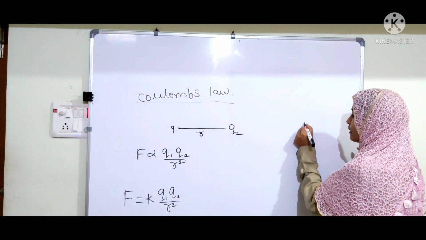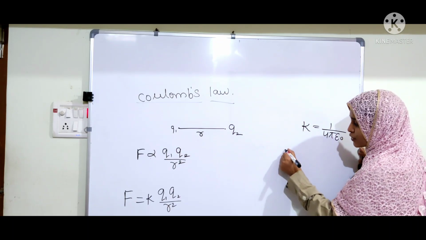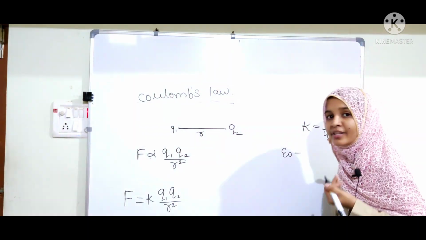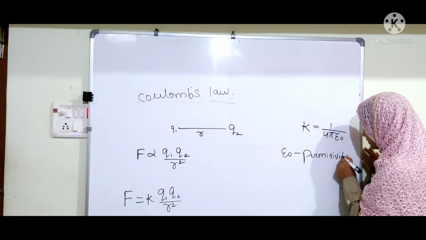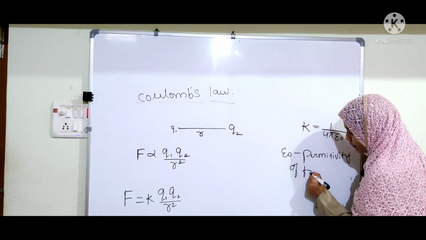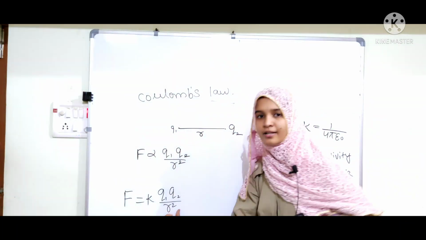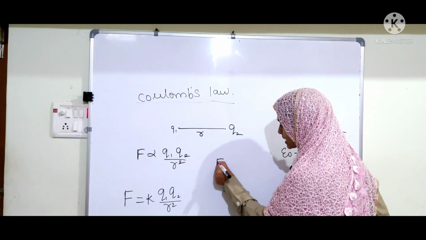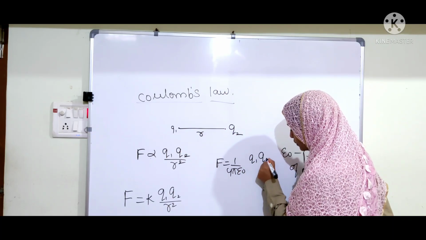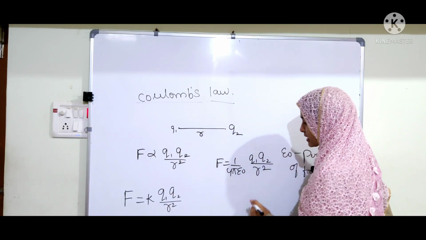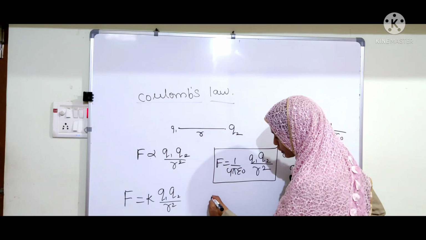We know that the value of k is 1 by 4 pi epsilon, where epsilon is the permittivity of free space. We have to put the value of k in this equation. We will get F is equal to 1 by 4 pi epsilon Q1 Q2 divided by R square. This is the equation of Coulomb's law.